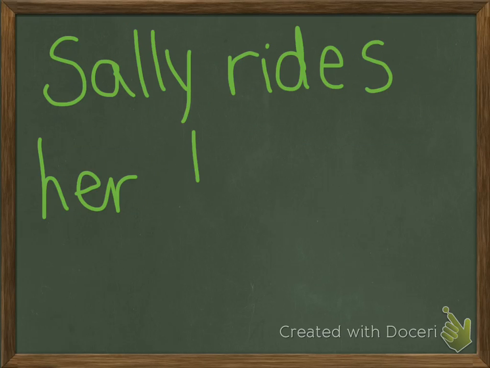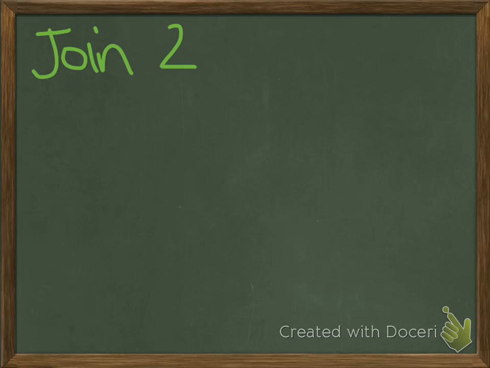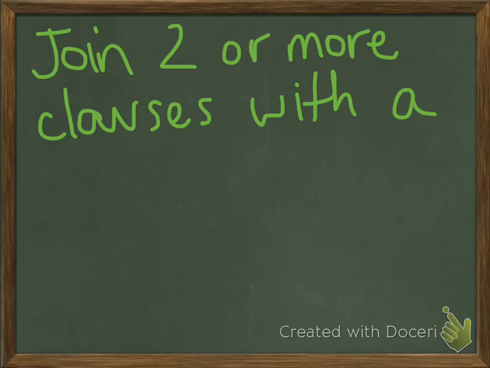The next clause that we'll be looking at to join together with the first one is Sally rides her bike. Sally is the subject of the sentence. Rides her bike is the predicate, and the verb in that is rides. So that is why it is a clause, an independent clause. So let's put these together in the first way.